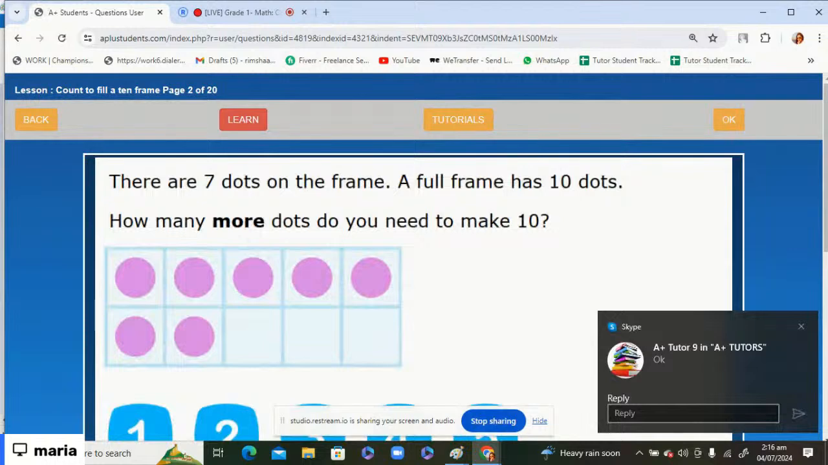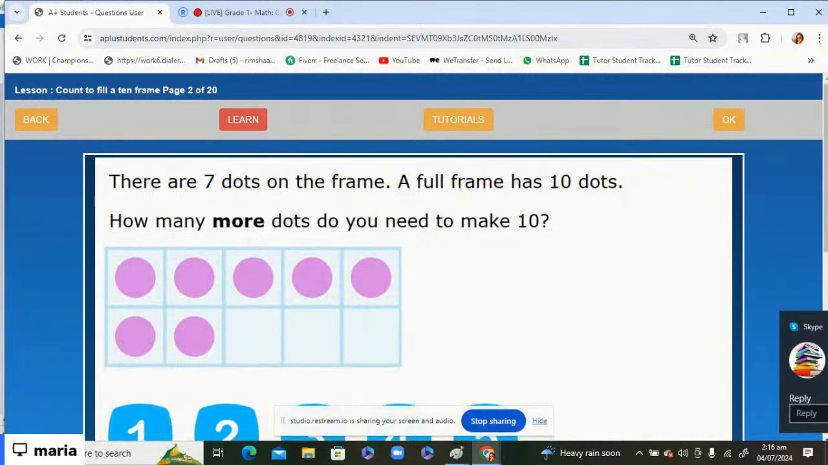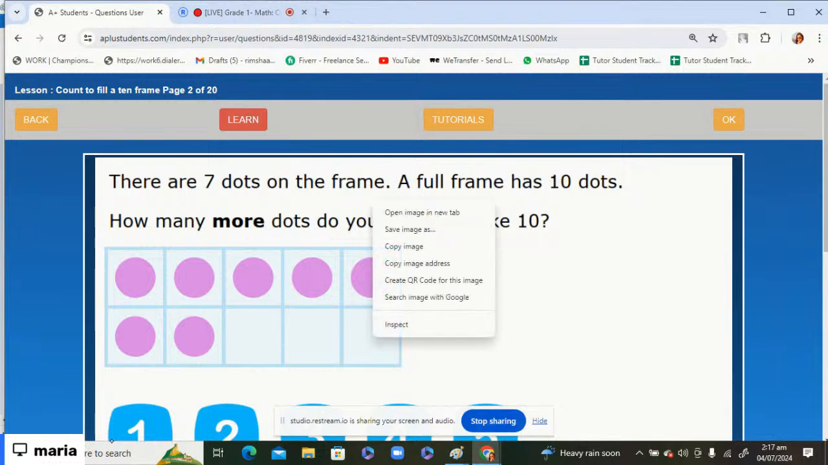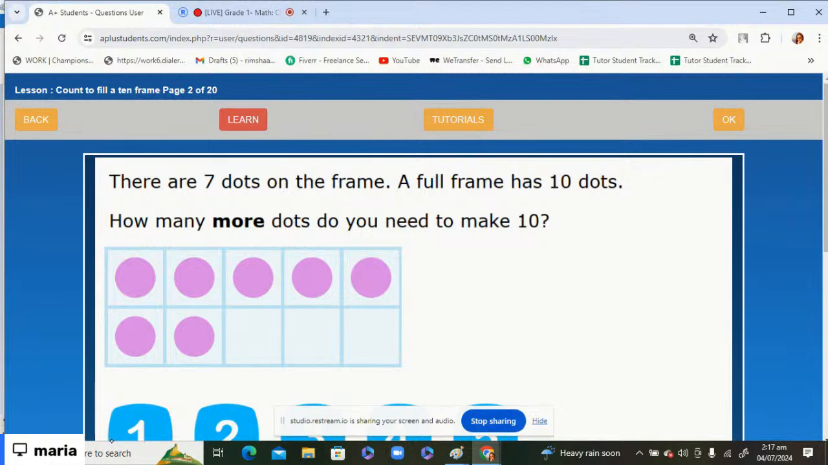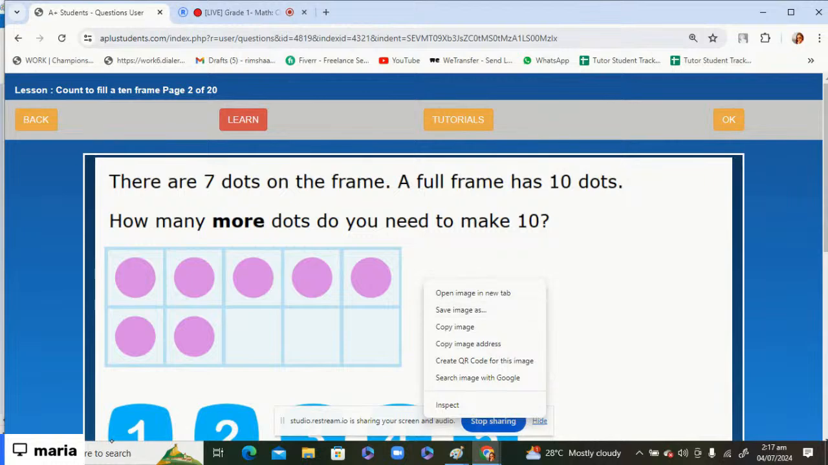Now look at this frame. How many total dots are there? Let's count. The question says there are a total of 7 dots on the frame, and the full frame has 10 dots. So how many more dots do you need to make 10? First you count the empty spaces, that is 1, 2 and 3. Is it 3 or 4? Now you tell me, are these empty spaces 3 or 4? How many empty spaces are there? Is it 3 or 4?